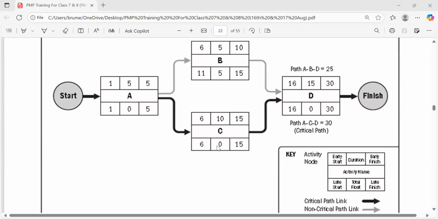Now let's take a look at the float. The float is the difference between early start and early finish. It's also the difference between late start and late finish. Look at the box again. You see that we have early start here. We have early finish here. So let's go to activity A. The difference between the early finish and the early start is how many?